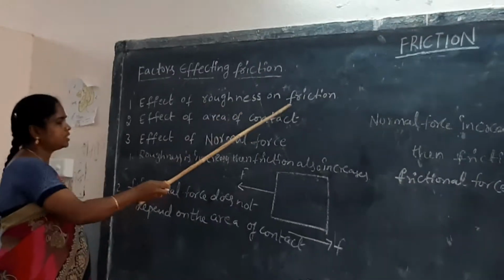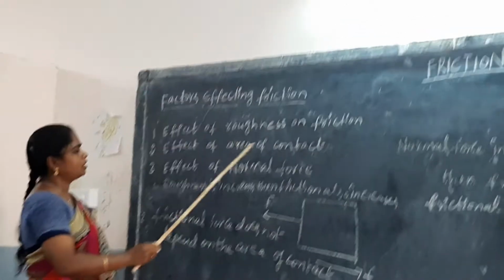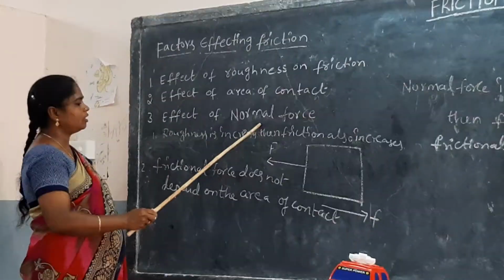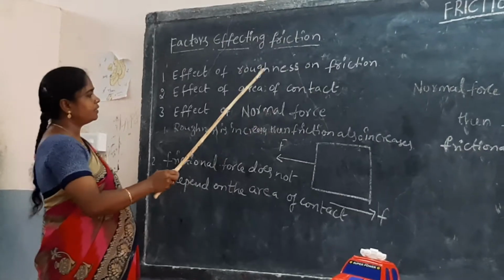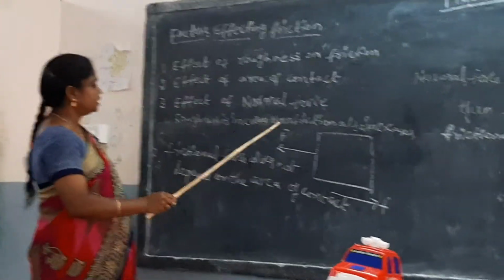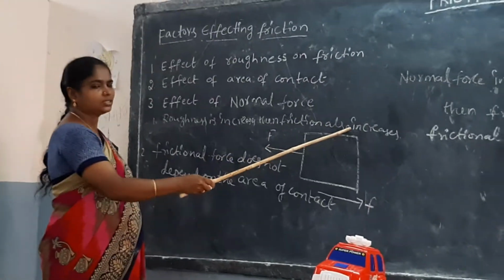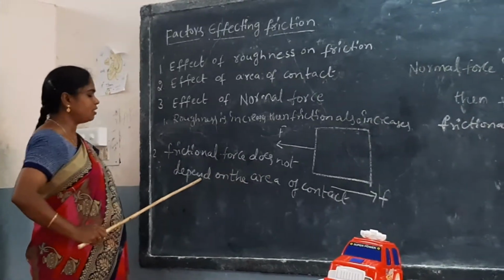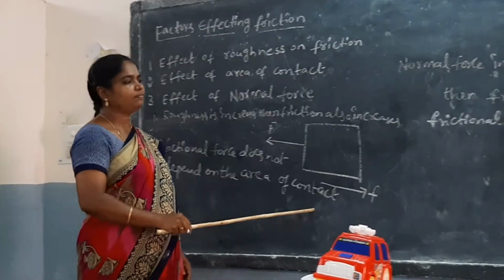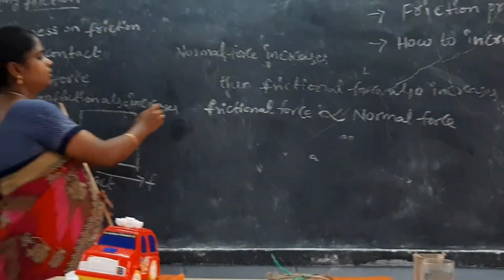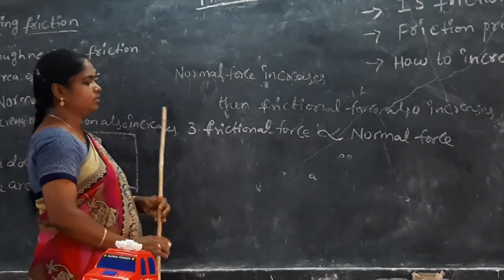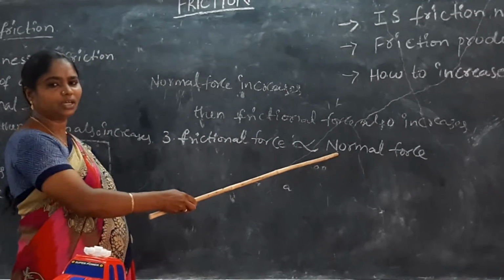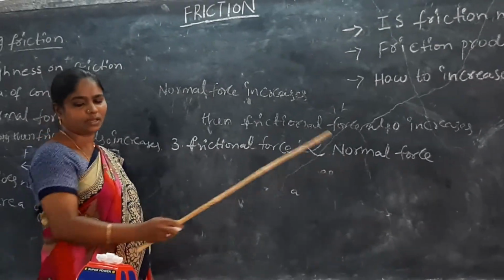Effect of roughness on friction, effect of area of contact, effect of normal force. First one, if roughness increases, then friction also increases. Second one, frictional force does not depend on the area of contact. Third one, frictional force is directly proportional to the normal force.